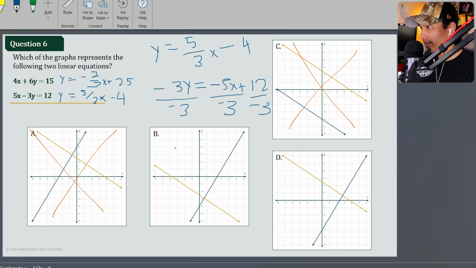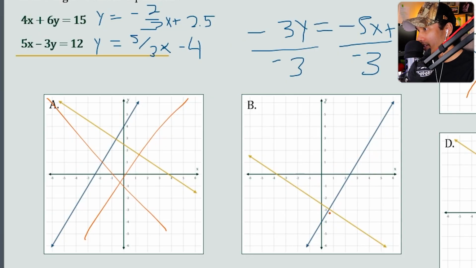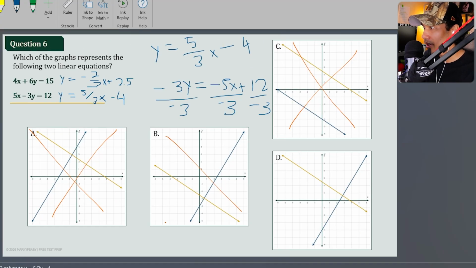Now, what about B? I do have a negative slope and I do have a positive slope, and that's good. However, I do have the y-intercept at negative 4, which is okay, and I have it at negative 2.5, which is not okay because we have a positive 2.5. So I'm going to get rid of B. And that gives us D. That is the correct answer.